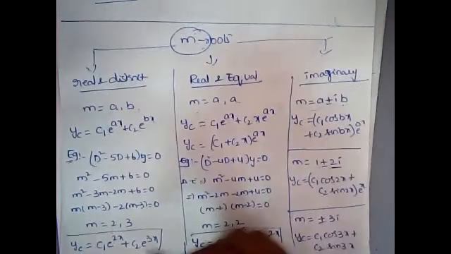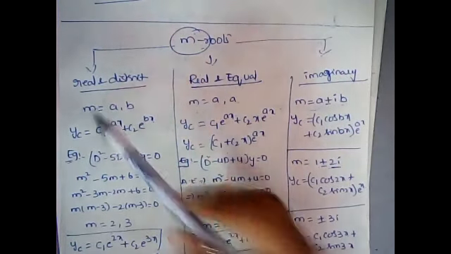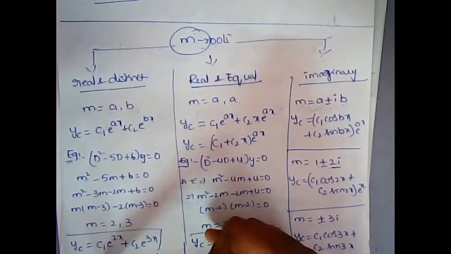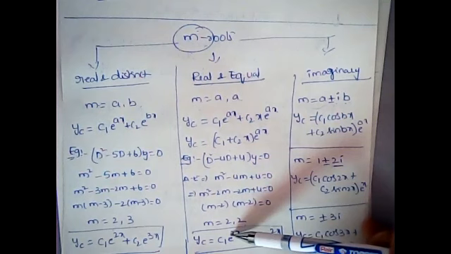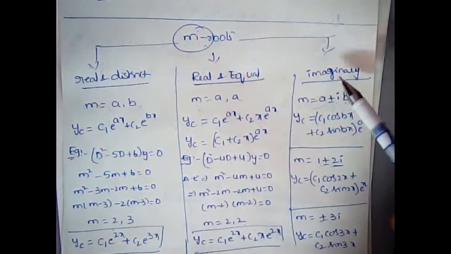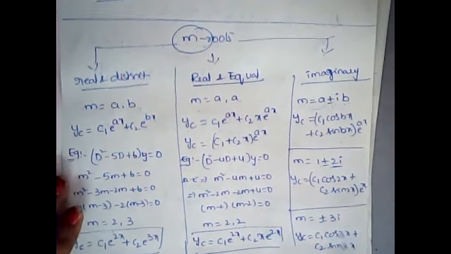So these are the important forms for yc, which are based upon the m roots. If the m roots are real and distinct, we need to take the yc in this way. If the m roots are real and equal, we take the required yc in this way. And if the m roots are imaginary, then we take the yc in this way. Now let us do some problems based upon this. Let me continue.